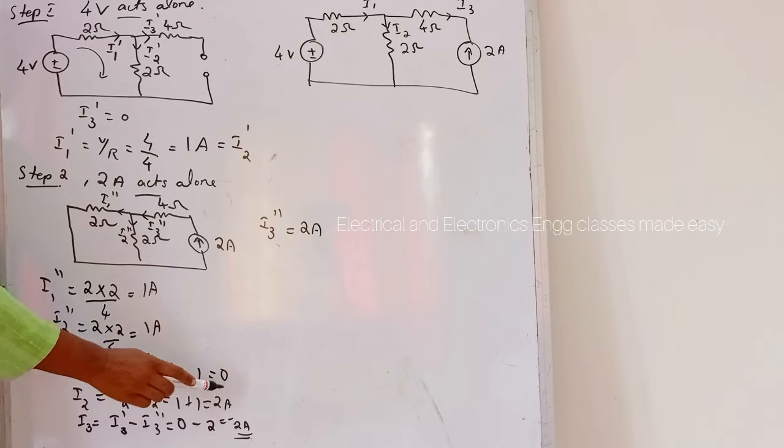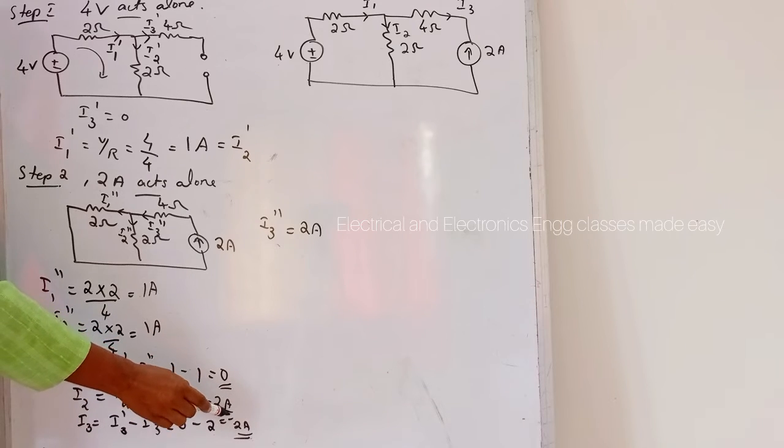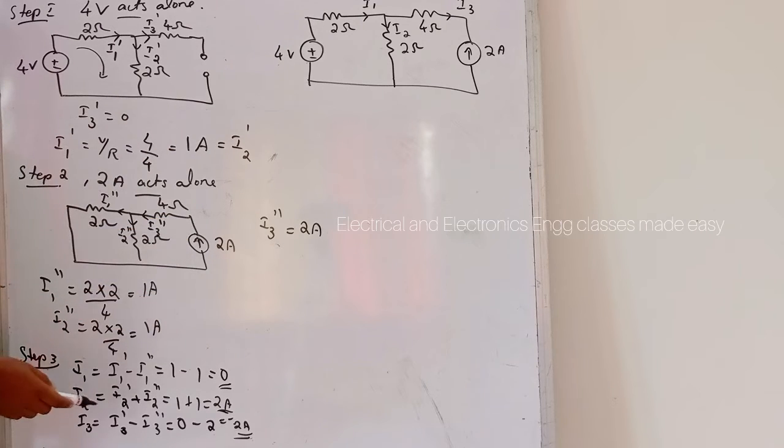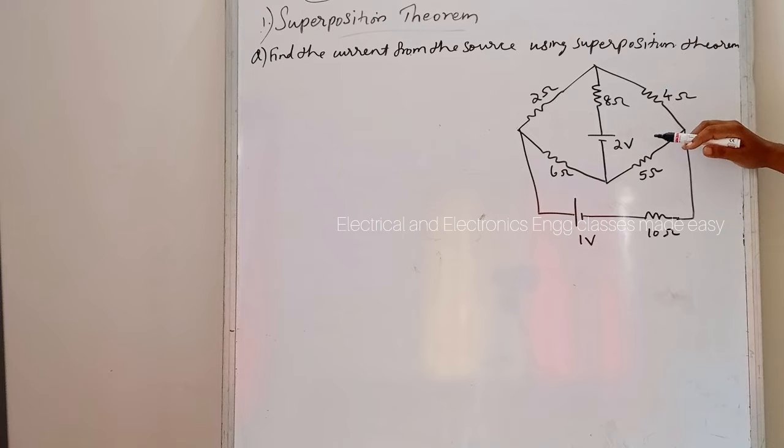So these are the values of branch currents using superposition theorem. So I1 is equal to 0, I2 is equal to 2 ampere, I3 is equal to minus 2 ampere. Let us do another problem. Find the current from the source using superposition theorem.